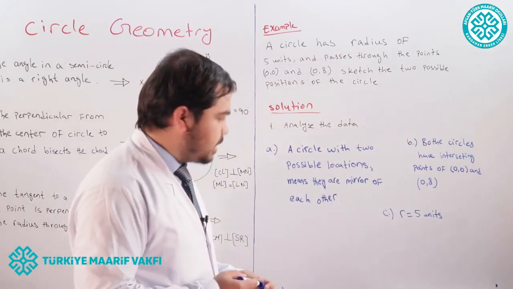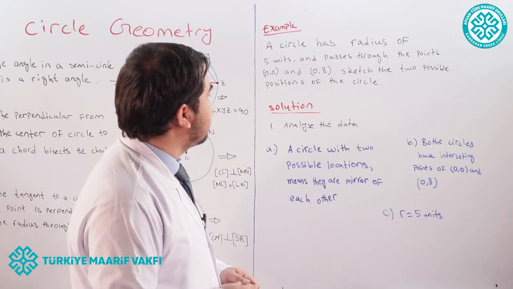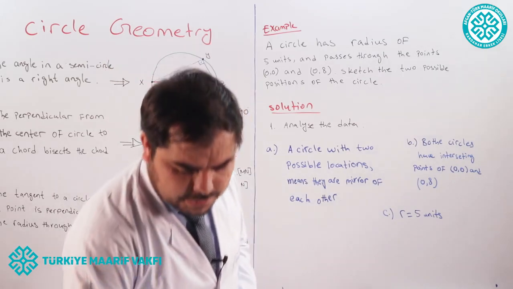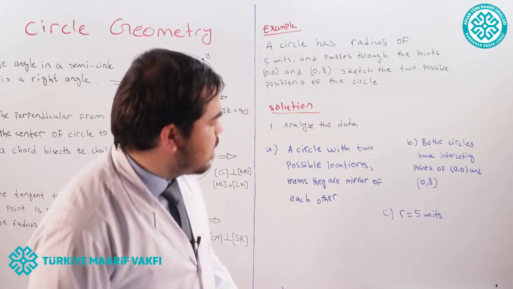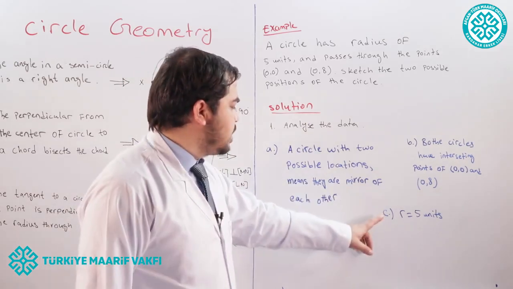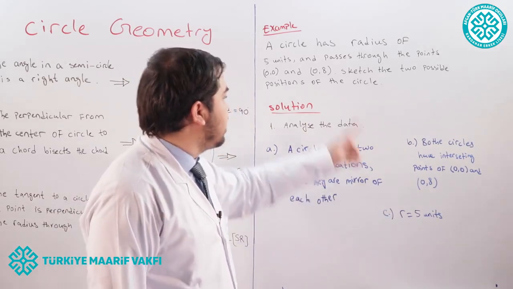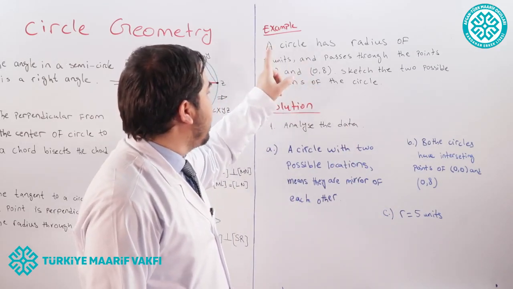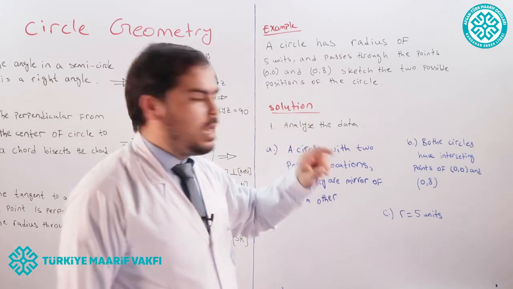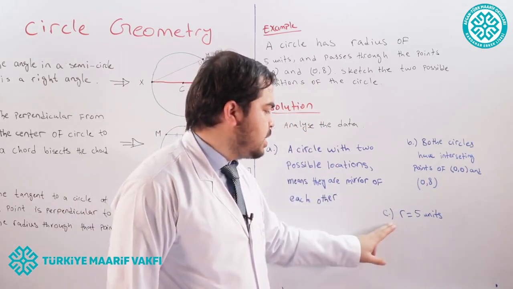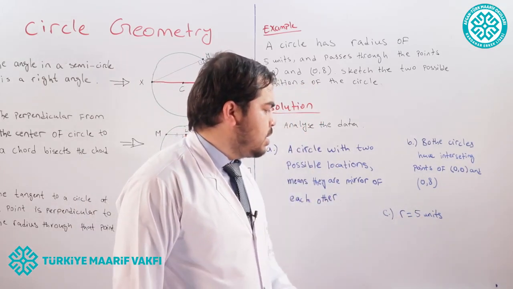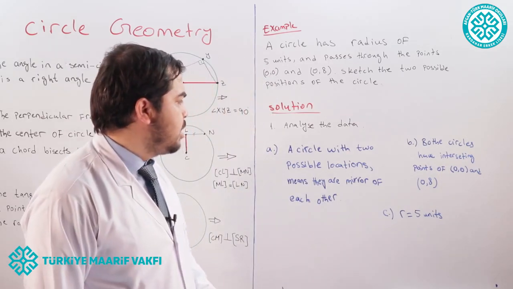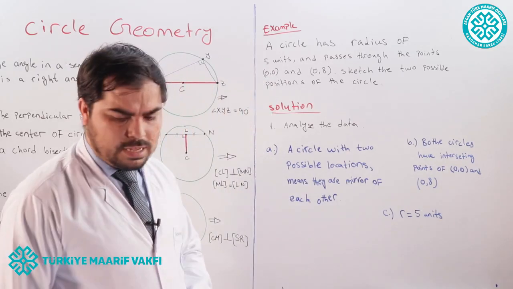So it is 5 units. That means the third piece of information in the question tells us that the radius R of this circle is 5 units. So in option C, it is 5 units. So let's solve the question and go to the other steps of the solution.